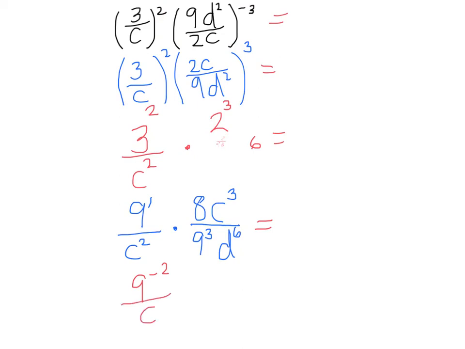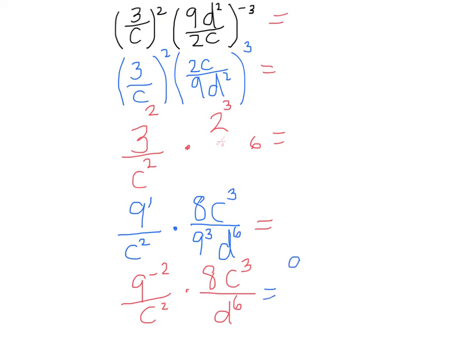And I have c to the second on the bottom times 8 c to the third, and 9 to the third and 9 to the first. Again, we combine those, so we don't have those anymore. Instead of these two, I combined them, made them 9 to the negative 2. So I just have d to the 6. The same thing also is here with the c's. The c's are the same base, so I just subtract. Again, we subtract top exponent minus bottom exponent. That's how I got negative 2, 1 minus 3. Top exponent minus bottom exponent for the c's. 3 minus 2 is 1.